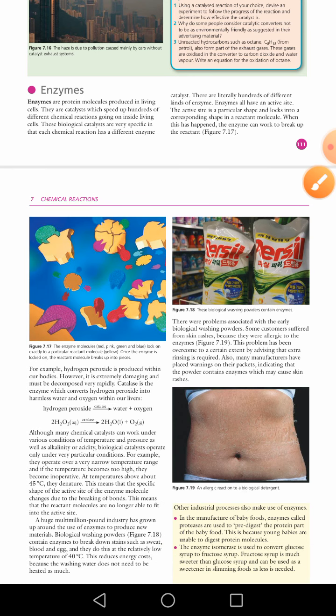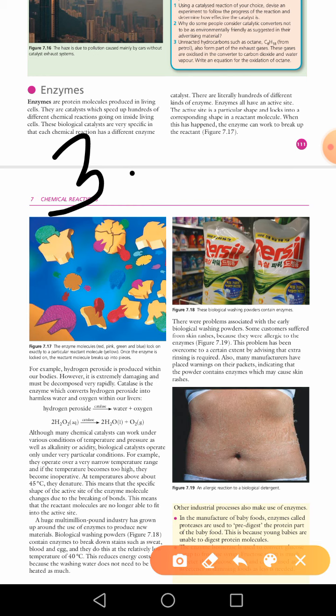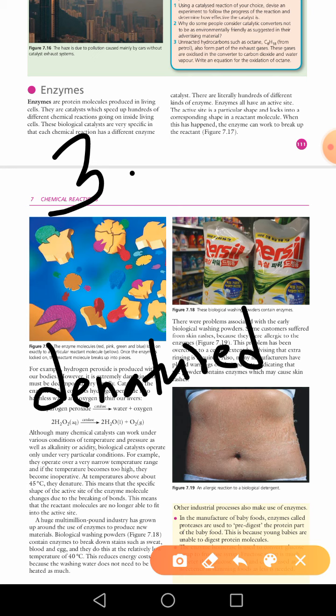Now, number 3: enzymes work best at temperature around 40 degrees Celsius. And they are destroyed, or in biological sense we call it denatured, at higher temperatures, maybe 45 or so, whatever it is.